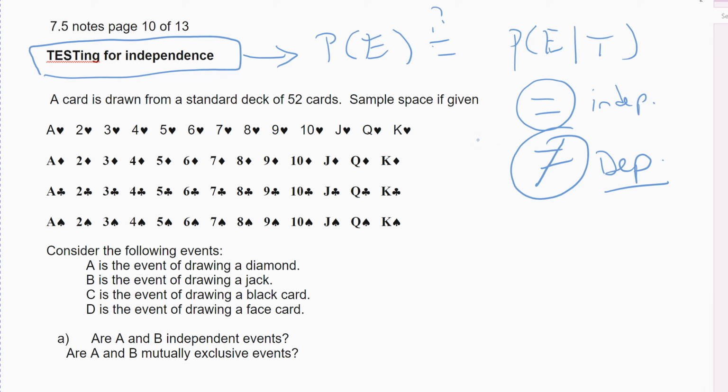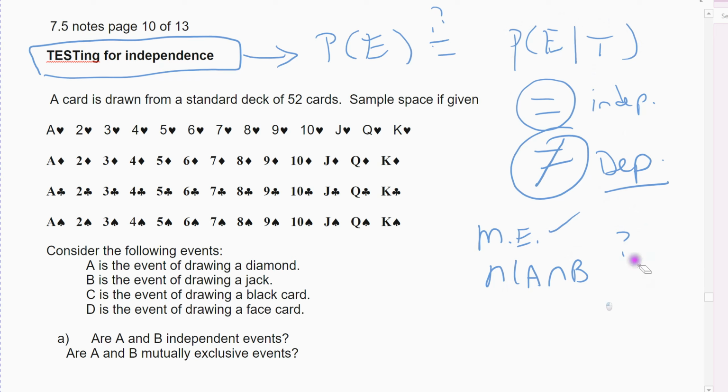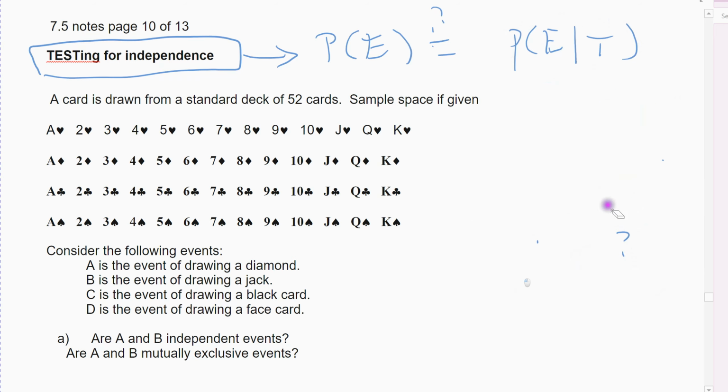And then the mutually exclusive part: is the number in event A and B 0? Remember, if there's 0, mutually exclusive, which will fall out of this statement because my and statement shows up here. So if it's 0, yes, mutually exclusive. If it's not 0, no, it's not mutually exclusive. Alright, so those are the tests that we're going to do in this set of notes.